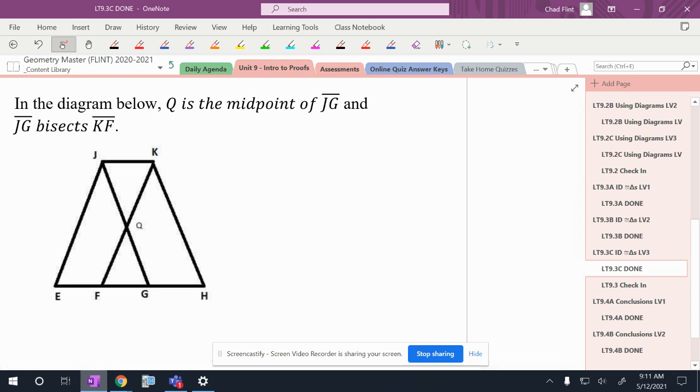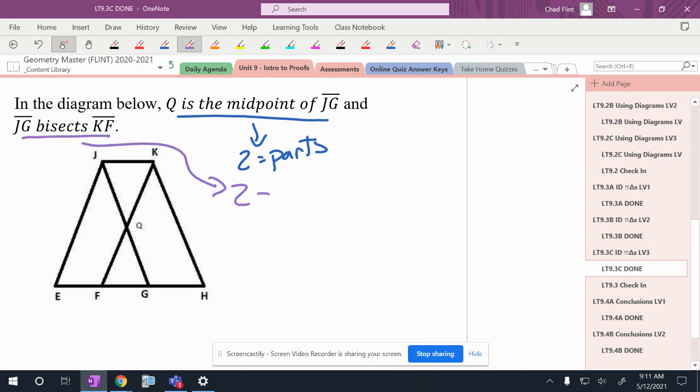Okay, so next thing, I have a midpoint, which makes two equal parts. And I have a bisector, which makes two equal parts. And hopefully at this point, this late in the unit, you remember that when we bisect, we either get angles or segments. And it's based on what gets cut in half. I'm cutting a segment in half, which means I'm getting two equal parts, which are segments.